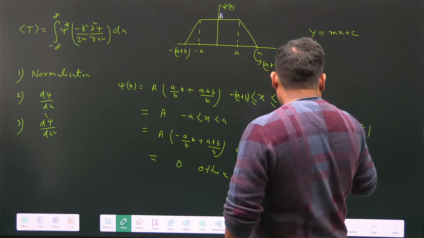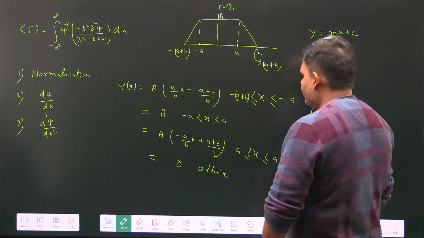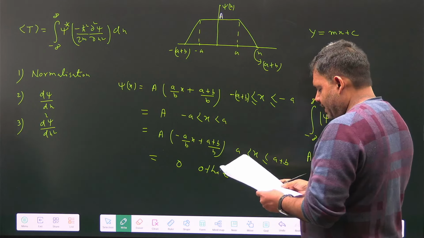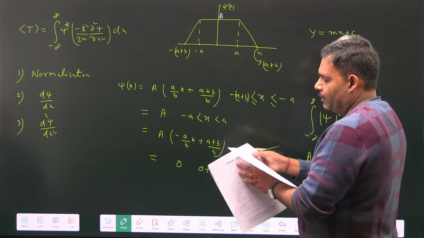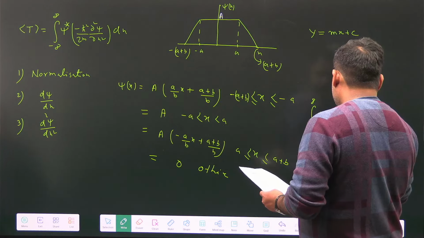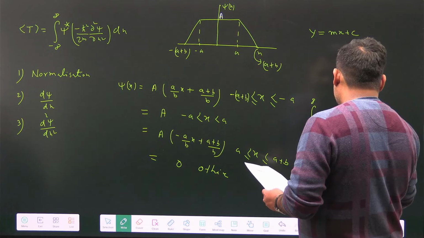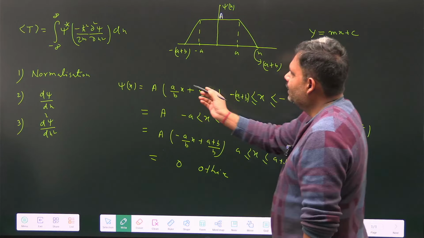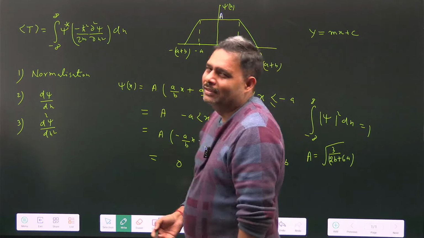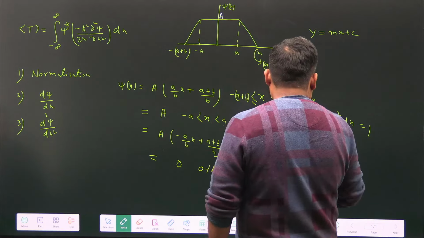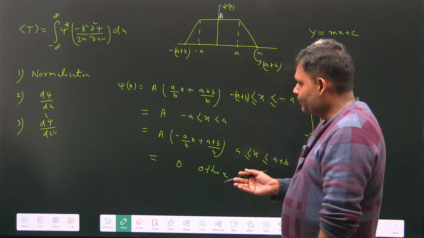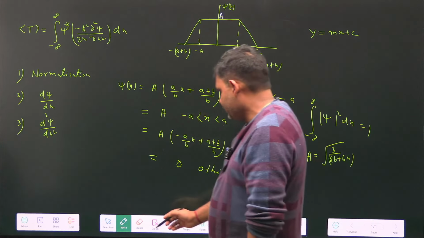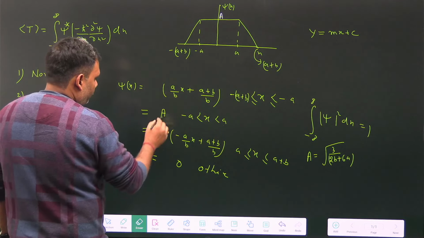We can easily use this expression and solve for A. I have calculated it myself, and you can get the value of A as root under 3 upon 2b plus 6a. This is a very simple calculation. Only one thing you have to do while calculating is to put all this value as t, and then you can easily calculate it, if you do not make any error. Now this is very interesting. Once we put this value of A here, I am just writing the value of A here.